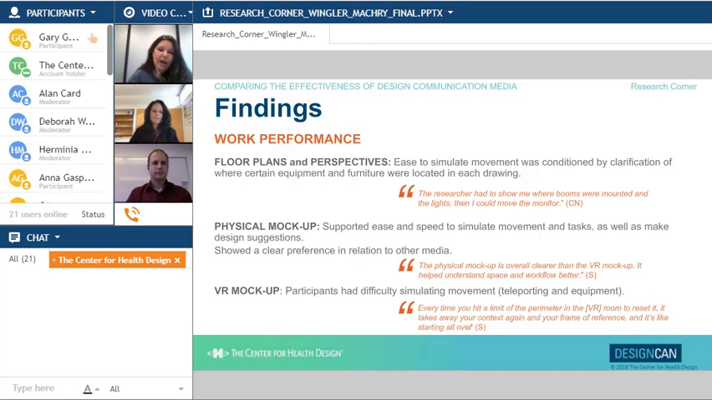And then the physical mock-up not only supported them to understand the space, but also to do it quickly and to move on to design suggestions. People easily understood what they were doing and how to simulate movement and tasks, but also quickly were able to go to, oh, I don't like this or that, or I would prefer this the other way. And they also showed a clear preference in relation to other media.